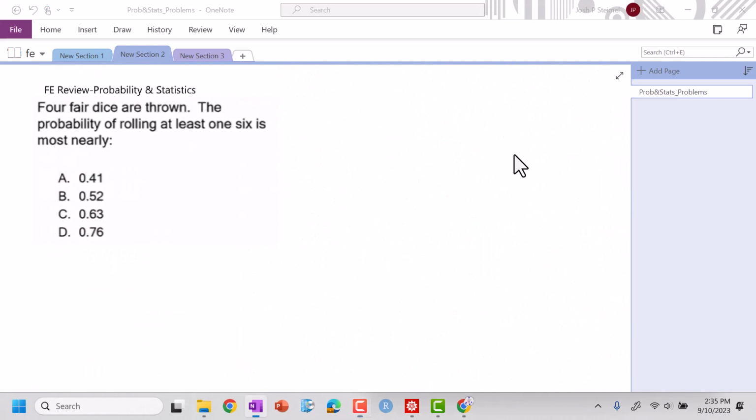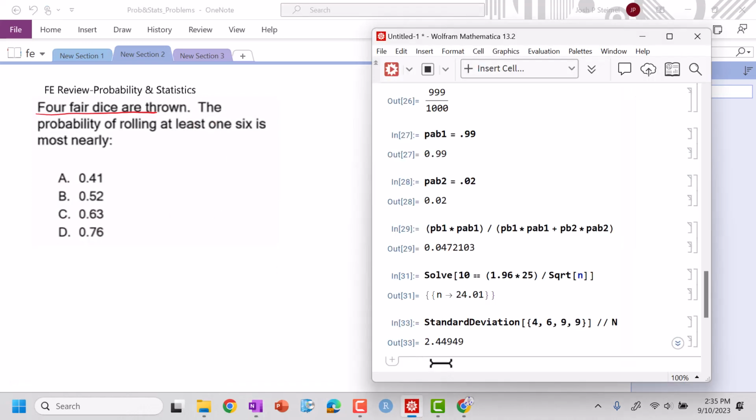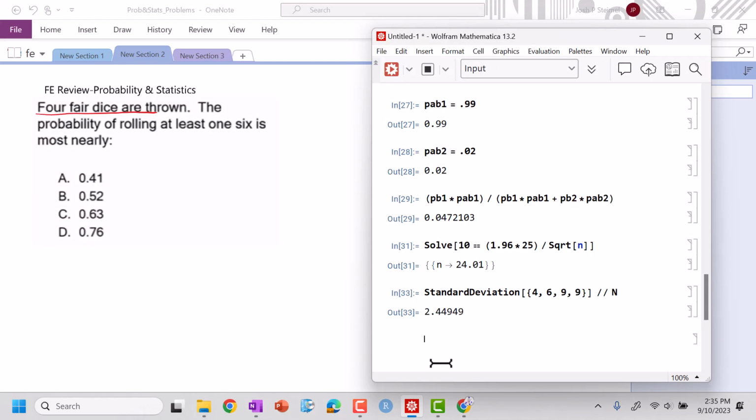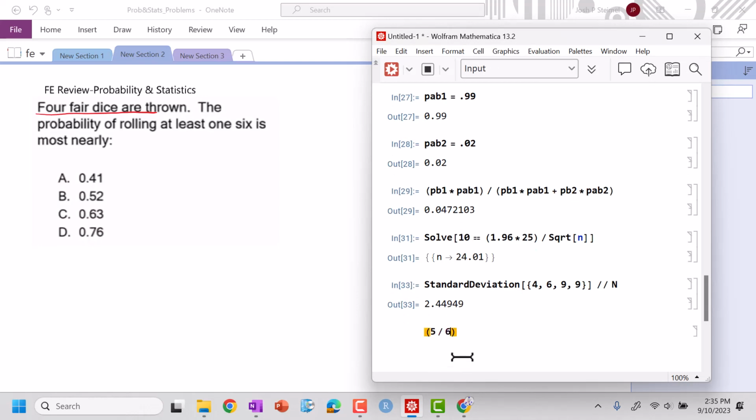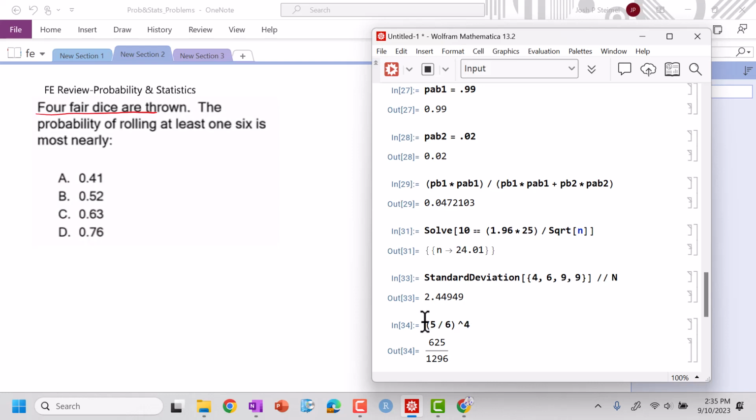All right. So we have 4 fair dice. What is the probability of rolling at least 1 six? One way you could approach this problem is actually from the opposite perspective. So what is the probability that we don't roll a 6? It'd be 5 divided by 6 to the 4th power. And then 1 minus 5 divided by 6.